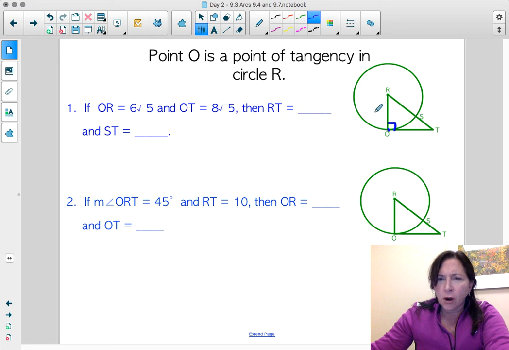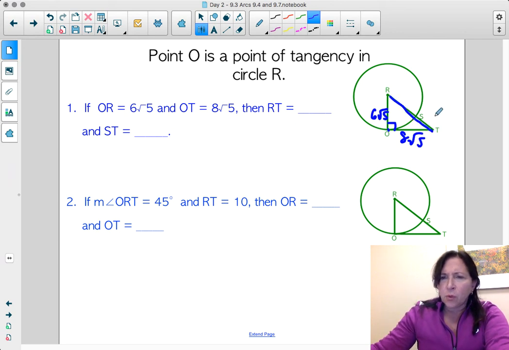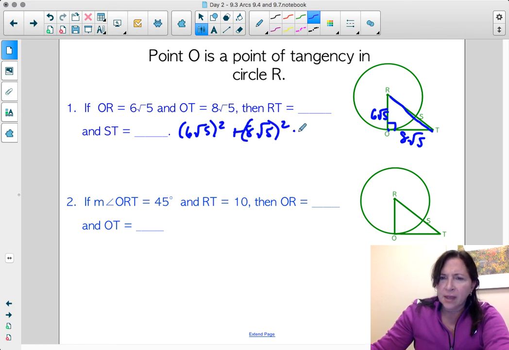So if OR is 6 root 5 and OT is 8 root 5, your job is to find the whole length RT. So we're going to use the Pythagorean theorem since this is a right triangle. In doing that, we start off with 6 root 5 quantity squared plus 8 root 5 quantity squared is equal to this length. I'm just going to call that whole length x squared.